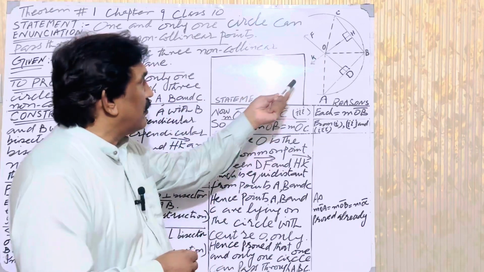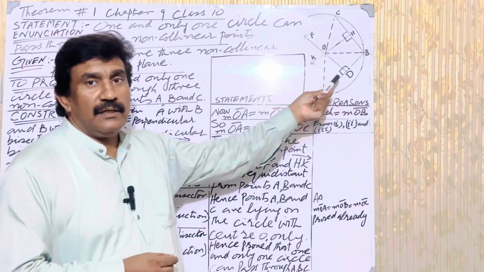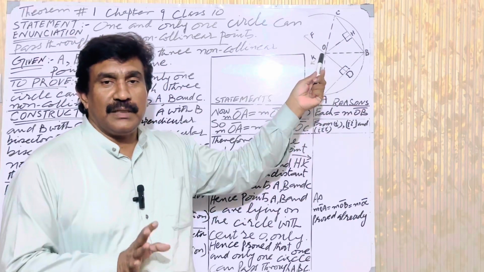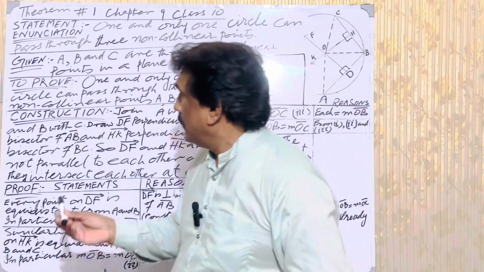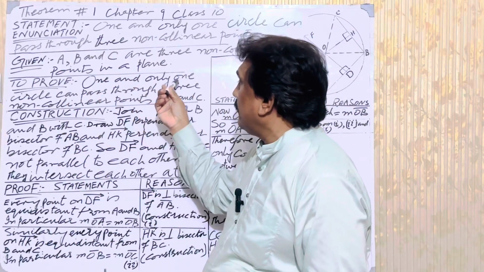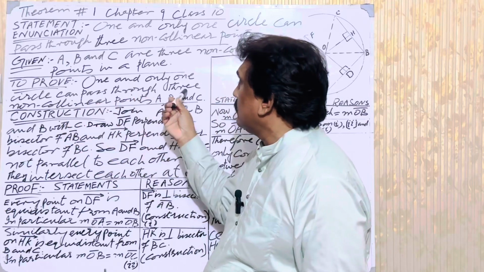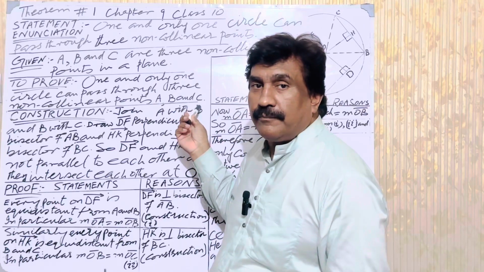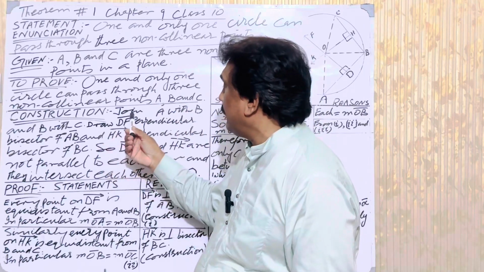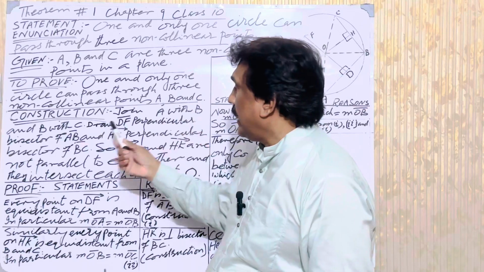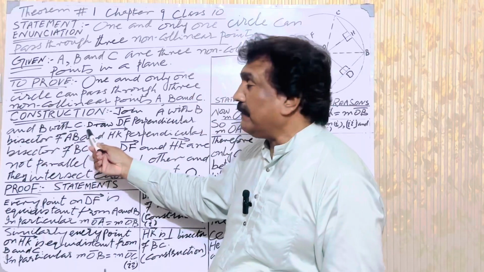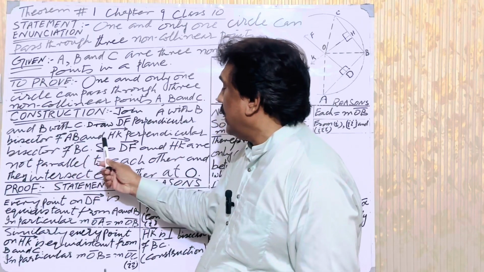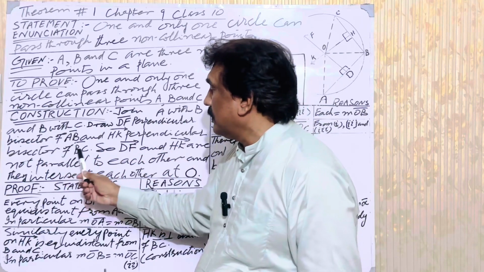Okay, so we have drawn this figure. We have three non-collinear points and we want to prove that only one circle can pass through this. So to prove one and only one circle can pass through these three non-collinear points A, B and C, construction: we have joined A with B and B with C. Then we have drawn DF perpendicular bisector of AB and HK perpendicular bisector of BC.